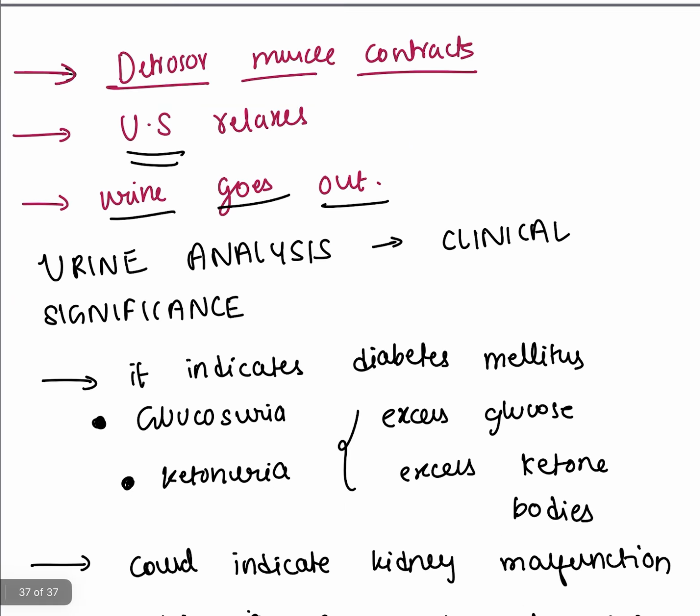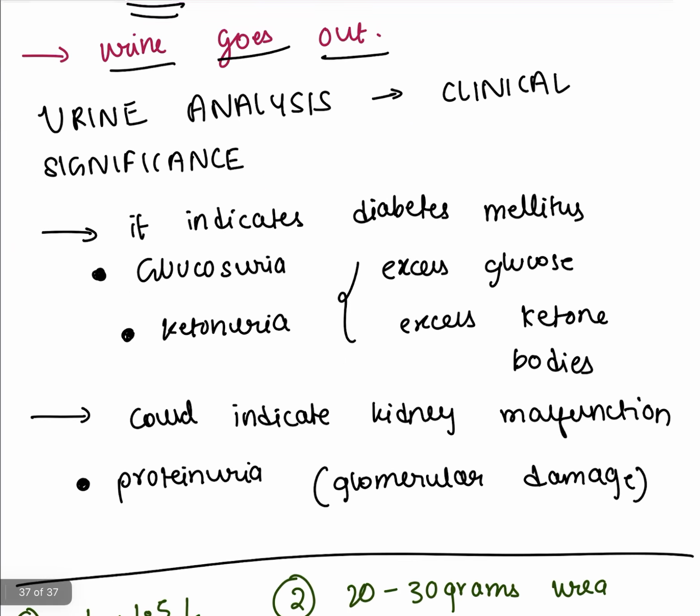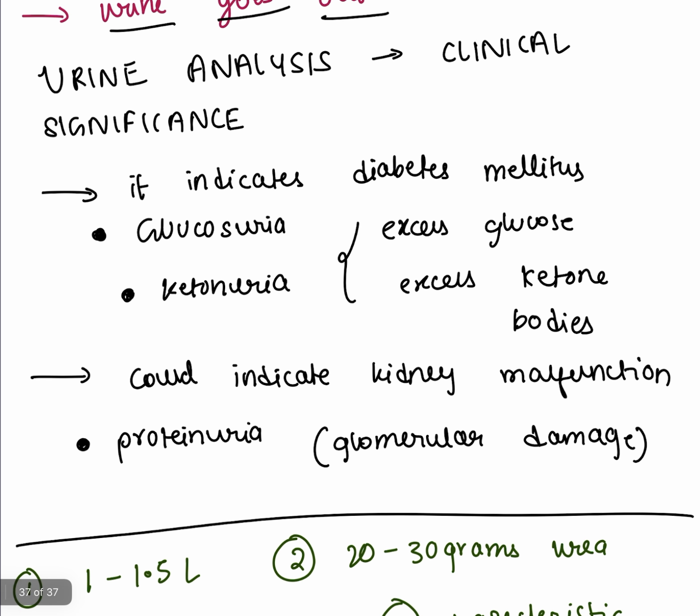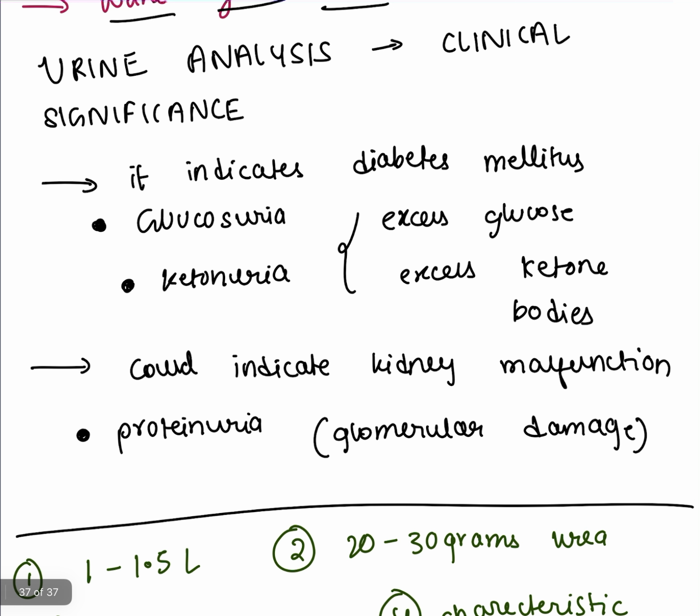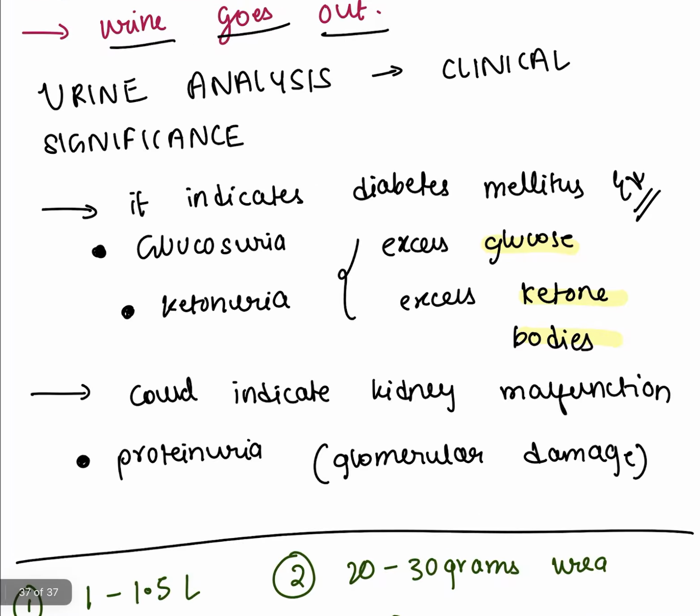Now, let us see why urine analysis is of clinical significance. So, first of all, it can be an indicator of many diseases, and this is just one example. This is about diabetes mellitus. So, basically, glucosuria and ketonuria are two conditions, where glucosuria means excess glucose and ketonuria means excess ketone bodies. Now, NCERT only mentions up till here, but I'll go a step further and explain how this is exactly possible.